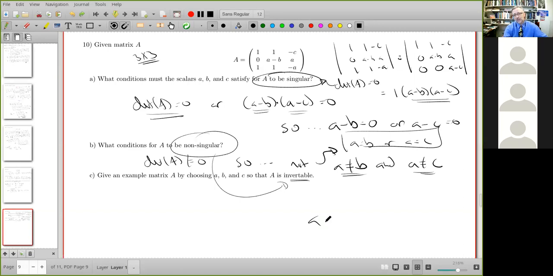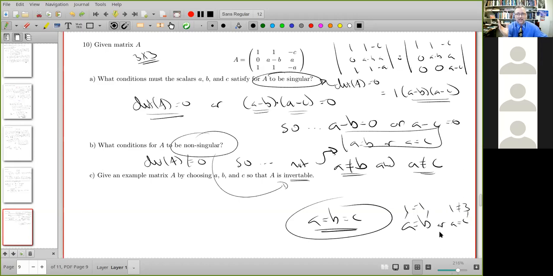Because if you tell me A equals B equals C, you're telling me that all three are the same thing. That is not the same thing as A equals B or A equals C. What if A is one, B is one, and C is three? It would not be invertible. But C is not one, I don't care. If A is B or A is C, I have a problem. These are two different statements.